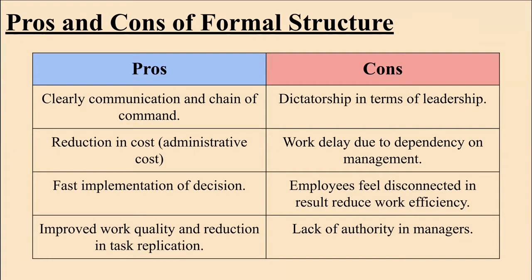Next slide. I'll explain the pros first. Communication and chain of command are clear. Other than that, the cost can be reduced. Next, fast implementation of decisions and work quality can be improved. What are the cons of formal structure? Firstly, dictatorship in terms of leadership. Other than that, work may be delayed due to dependency on management. Employees also can feel disconnected and lack authority in managers.